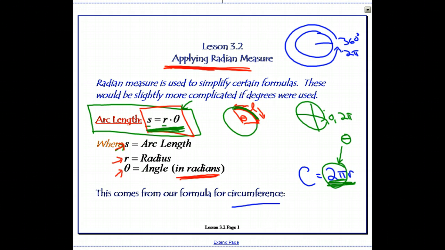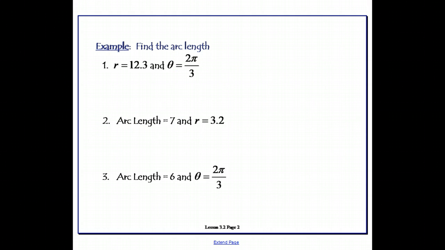So the first application will be very straightforward, and then it'll get trickier and trickier. So here's a question. Find the arc length. I'll give you the radius. I'll give you the angle. And again, maybe just remind yourself, wait, what was the formula? Arc length is the radius times the angle.